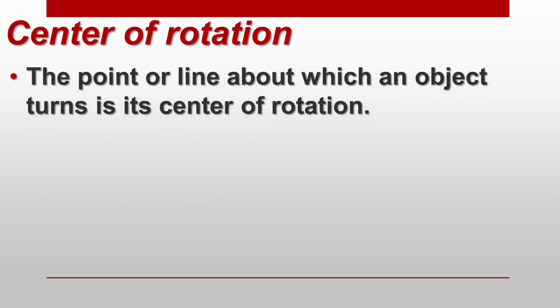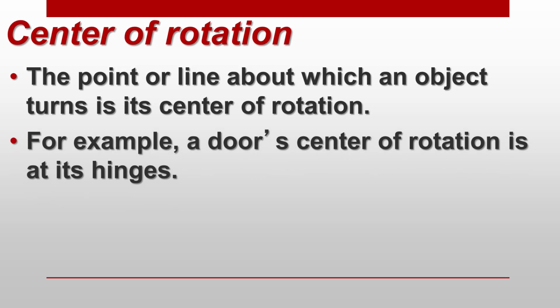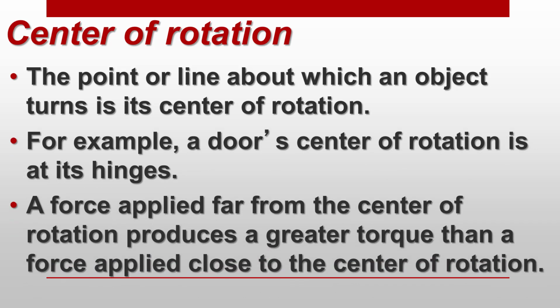Okay, so what is center of rotation? Basically the point or line about which an object turns is its center of rotation. If it is a point, it will be known as pivot, and if it is a line, that will be known as axis of rotation. For example, a door's center of rotation is at its hinges, and a force applied far from the center of rotation produces a greater torque than a force applied close to the center of rotation.